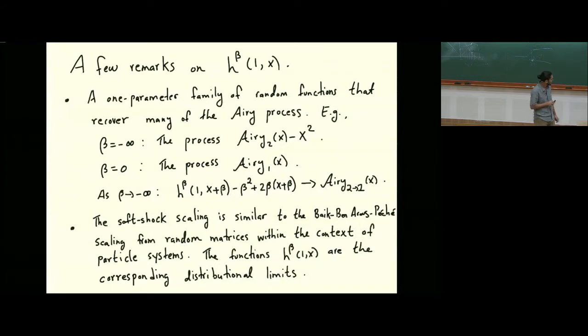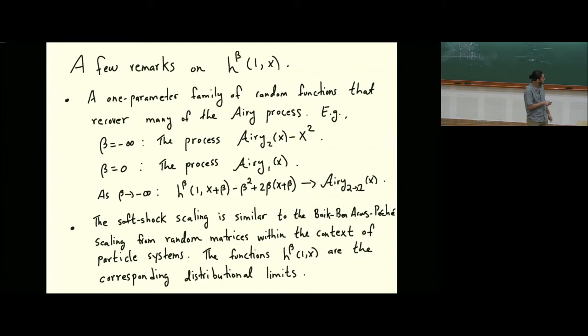For those of you who are interested in random matrix theory, you probably know that random matrix theory now has 2 parts. One part comes from physics and has to do with Wigner law and so forth. The other part comes from statistics, and it has to do with something called the Baik-Ben Arous-Péché transition or phenomena. It's really about 50-50 now. Maybe in 10 years it will be like 70-30. But this kind of soft shock scaling is an analog of this kind of Baik-Ben Arous-Péché scaling that you observe in random matrices, but within this context of particle systems.